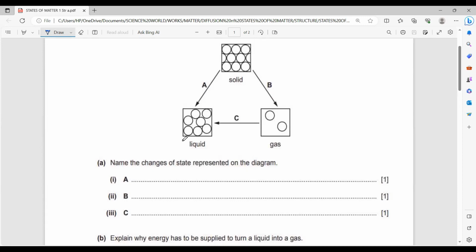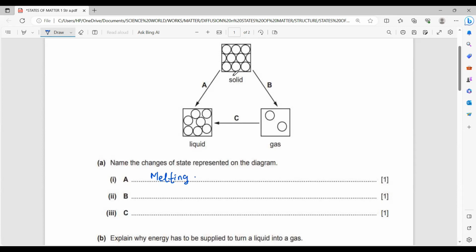So your A should be your melting. Check it out. Your solid to your liquid should be melting. So I put my melting here.